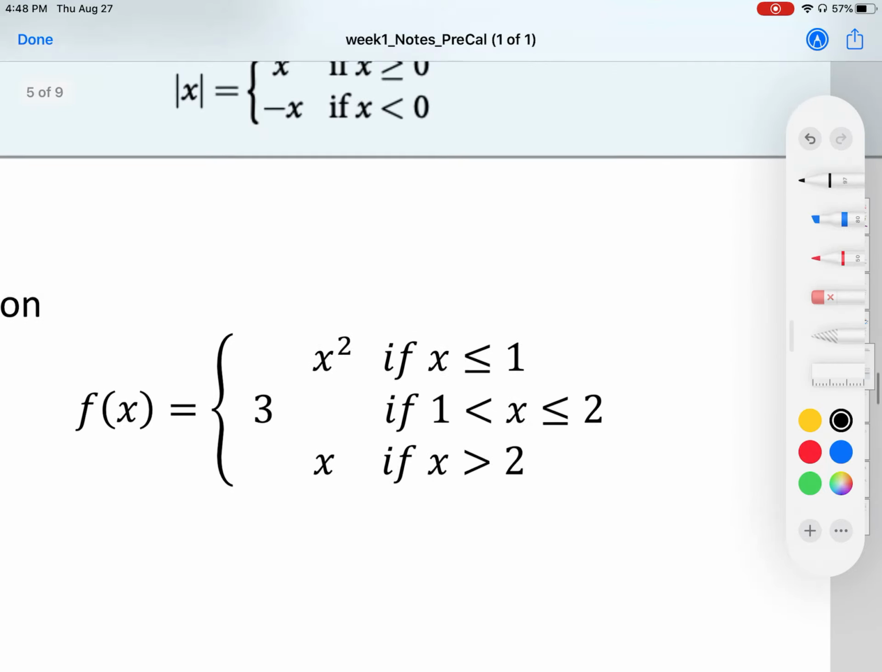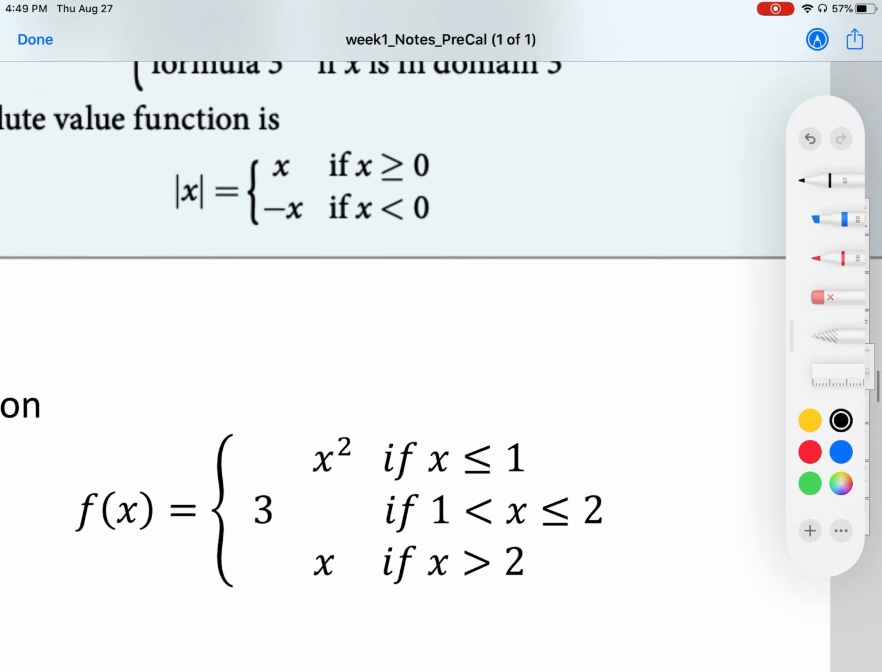So here we have three different graphs. We have x squared, which is a parabola. We have y equals 3, which is a horizontal line at 3. And we have x, which is y equals x, so it's just a line. We have three different graphs.